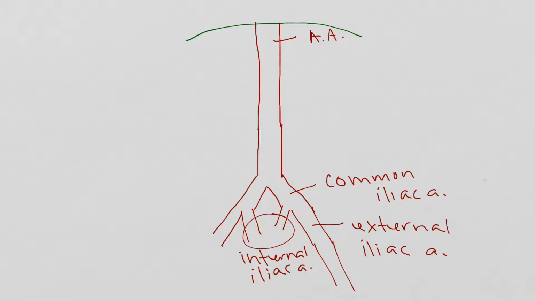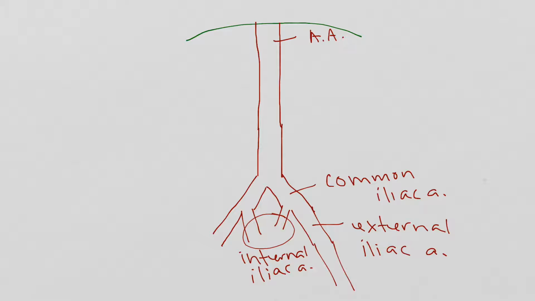So the pelvis is the part of the body that's right between the abdomen and the lower limbs. So in humans, it's where things like the rectum, the uterus, and the bladder can be found. The internal iliac arteries stay within the pelvis. The external iliac arteries will exit the pelvis and head over to the lower limb.